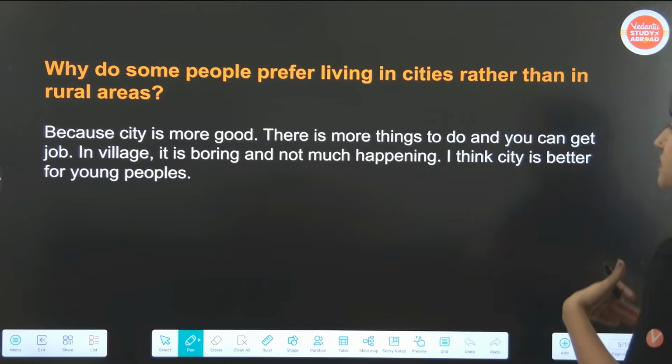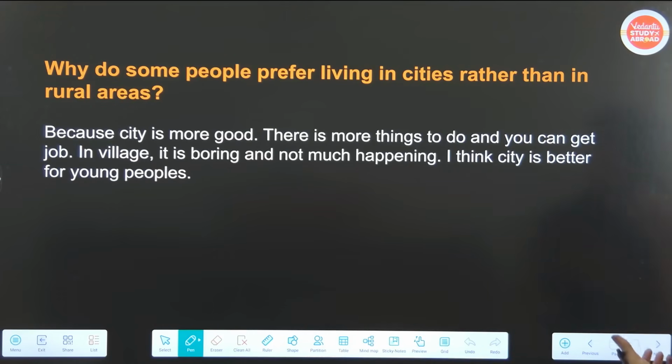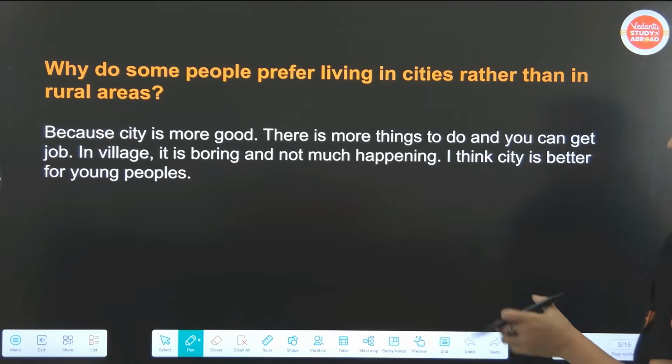Now let's look at the response. Because city is more good. There is more things to do and you can get job. In village it is boring and not much happening. I think city is better for young peoples.